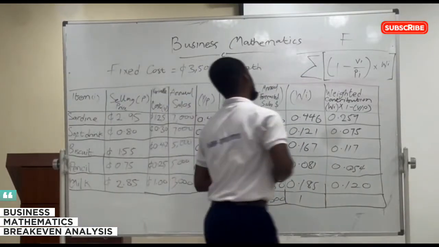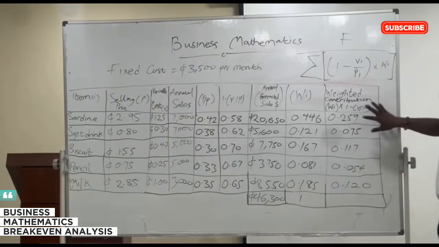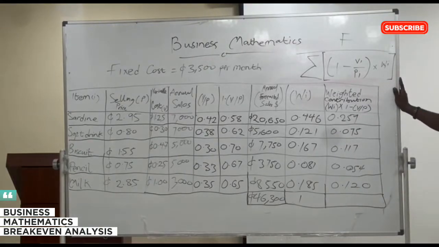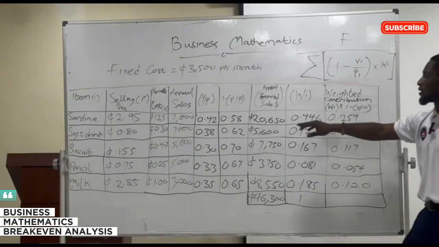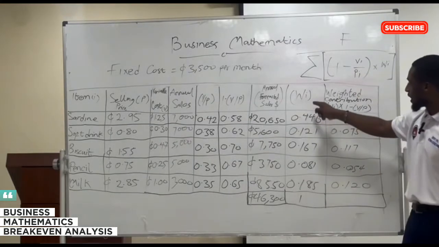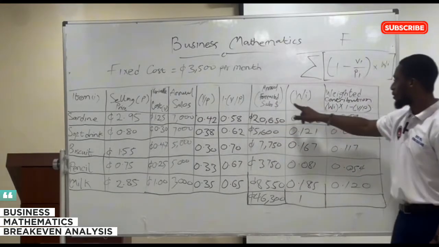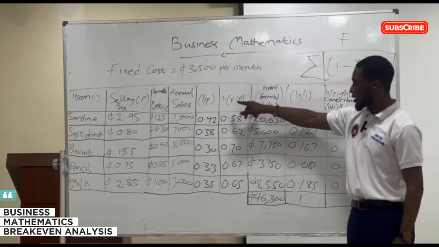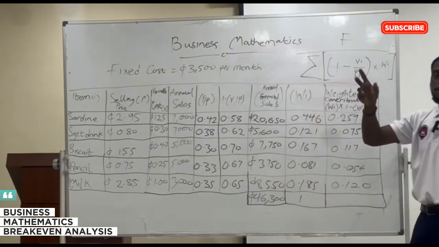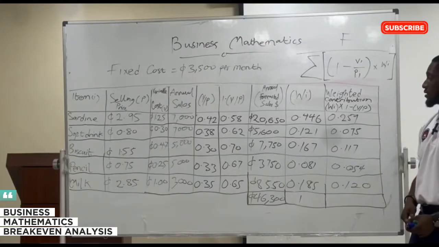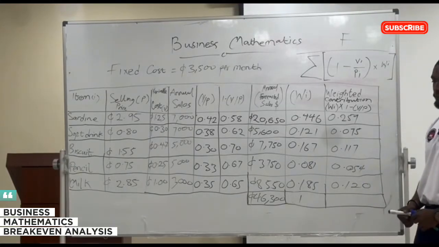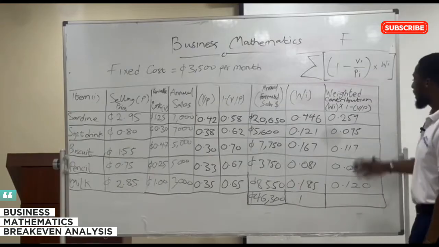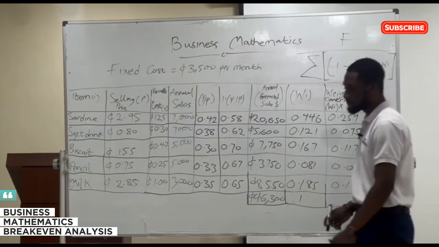So these are the figures for the weighted contribution. As I said, with the weighted contribution, you multiply this by this. You multiply this by this. That is the WI and the 1 minus bracket V divided by P. And these are the figures you will get. So we also have to go ahead to find the total of this.